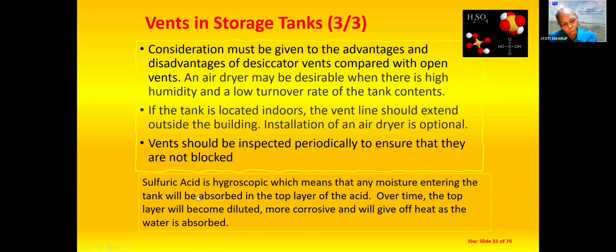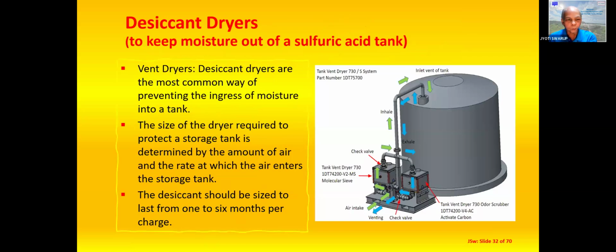The reason being, sulfuric acid is hygroscopic, which means that any moisture entering the tank will be absorbed in the top layer of the acid. Over time, the top layer will become diluted, more corrosive, and will give off heat as water is absorbed. So if the area is highly humid, then it is advantageous to put a desiccant dryer or something equivalent. One of the vendors' desiccant dryers is shown here, which are the most common way of preventing ingress of moisture into a tank.